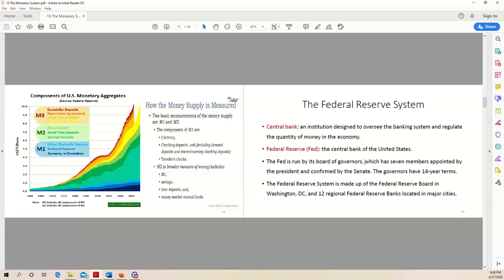Okay, so the Federal Reserve, the central bank in the United States, is also called the Fed for short. The Federal Reserve is run by the so-called Board of Governors, which has 7 members appointed by the President and must be confirmed by the US Senate. The governors have a 14-year term. So each governor, if confirmed, is going to serve a 14-year term.